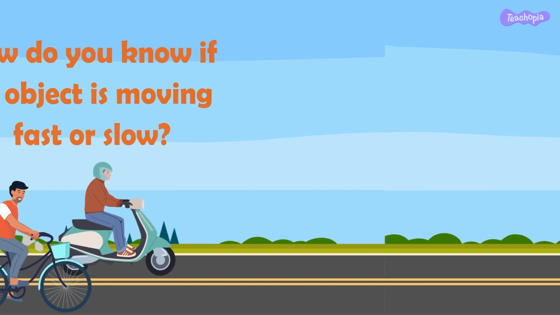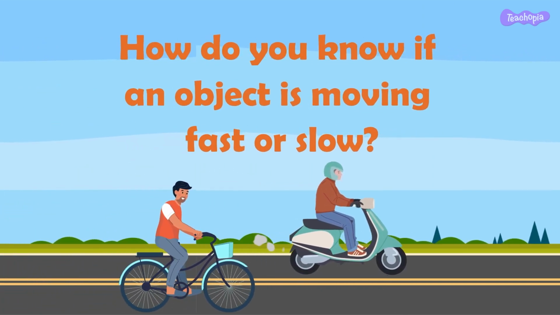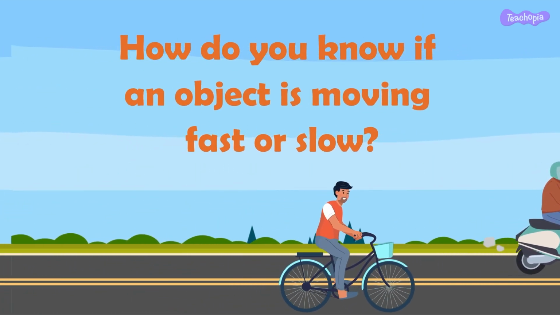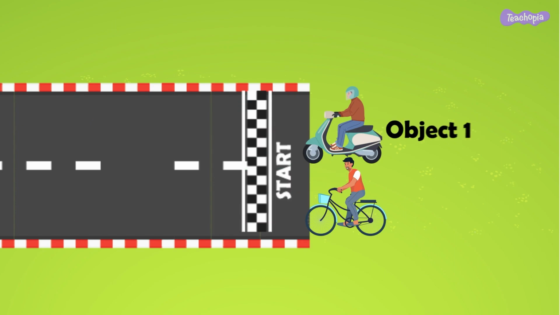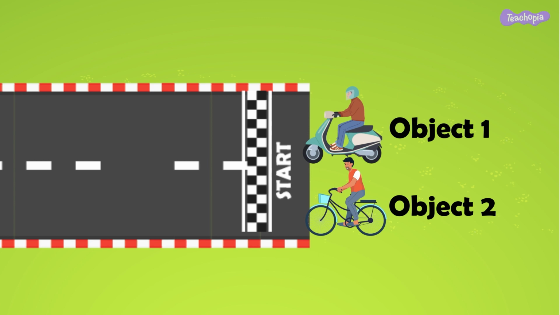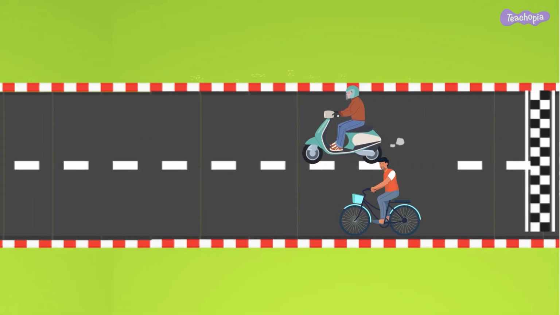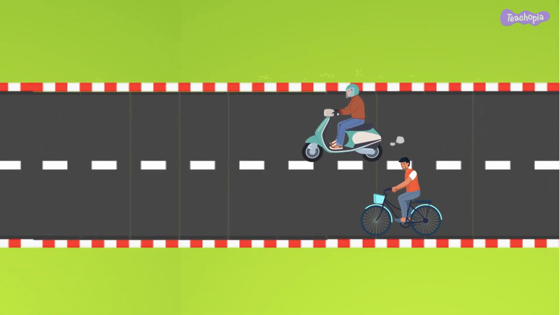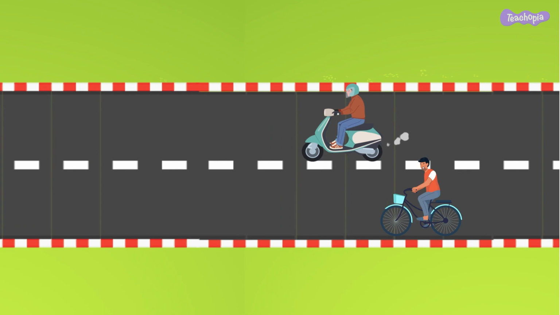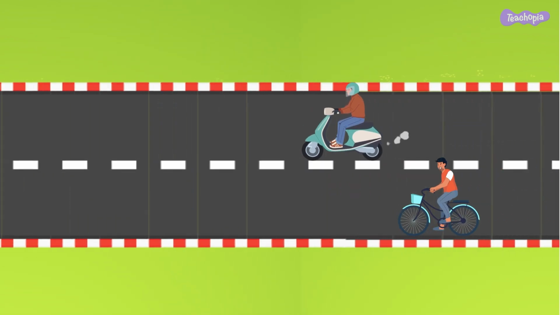How do we know an object is faster or slower than another object? So, let us take two objects, Object 1 and Object 2. Both objects are moving along the same path. By looking at their motion, can you tell me which object is moving fast and which object is moving slow?